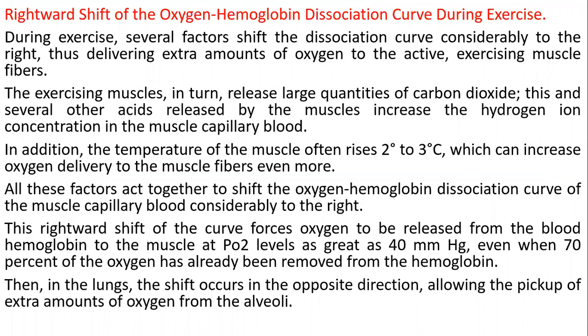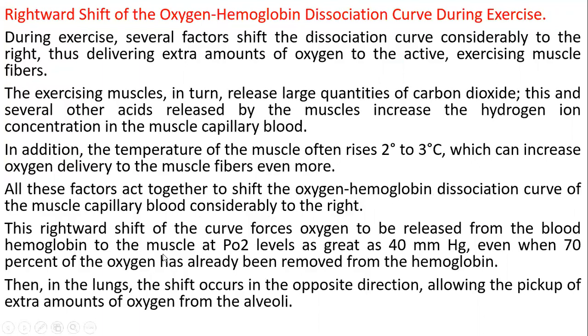Rightward shift of the oxygen hemoglobin dissociation curve during exercise. During exercise, similar factors shift the curve to the right, so delivering extra amount of oxygen to the active exercising muscle fibers. The exercising muscle in turn releases large quantities of carbon dioxide. In addition, other acids released by the muscle increase the hydrogen ion concentration in the muscle capillary blood. In addition, the temperature of the muscle often rises 2 to 3 degrees Celsius, which can increase oxygen delivery to the muscle fibers even more. All these factors act together to shift the oxygen hemoglobin dissociation curve of the muscle capillary blood considerably to the right.